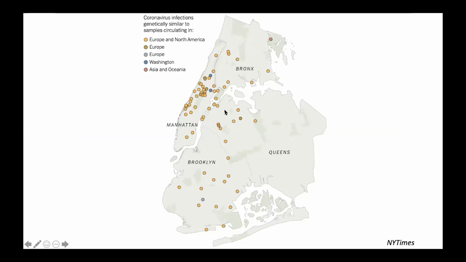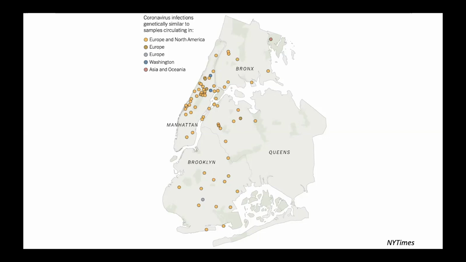And you can see that the strains early in the New York outbreak were mostly from Europe, but some were from the west coast of the United States, so Washington, and then some were actually from Asia as well. I don't see exactly where, oh, this one up here. So there were some strains from Asia, but most of the strains came to New York by way of Europe, not even by way of the United States.